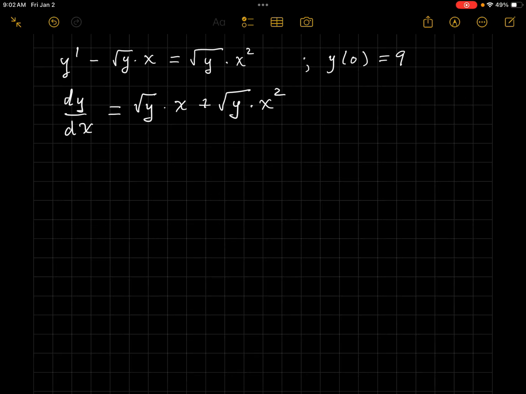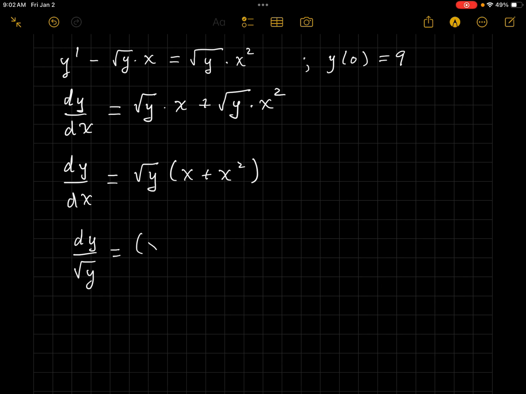And I need to be able to separate the y's and the x's. So it looks like on the right side I can factor out a square root of y and end up with dy dx equals root y times quantity x plus x squared. And now we can separate the variables. I'll get all my y's on the left side, everything with x's on the right side, giving me dy over root y equals quantity x plus x squared times dx.